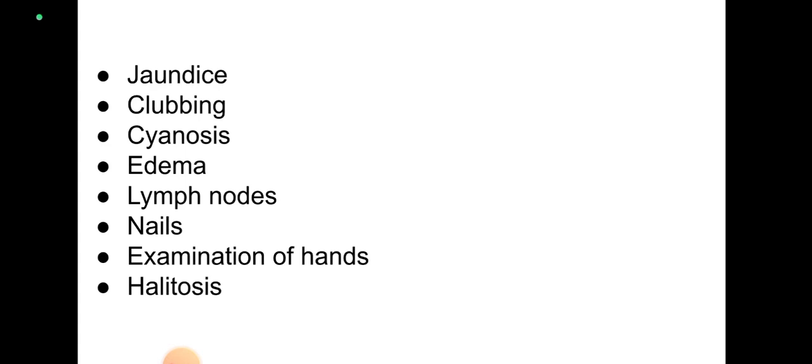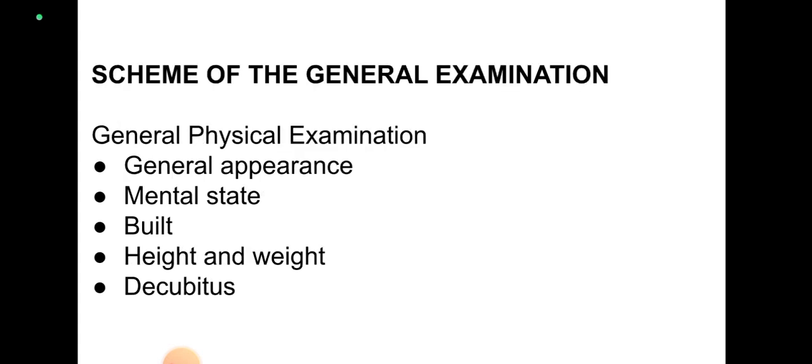After that, halitosis is seen. Halitosis is an unpleasant odor or smell emerging from the mouth or nostril that is detected by the patient or others. It is also referred to as bad breath. Now, when we know about physical examination, let's move ahead to the scheme of general examination. This is a detailed list of the things we look at during general examination.